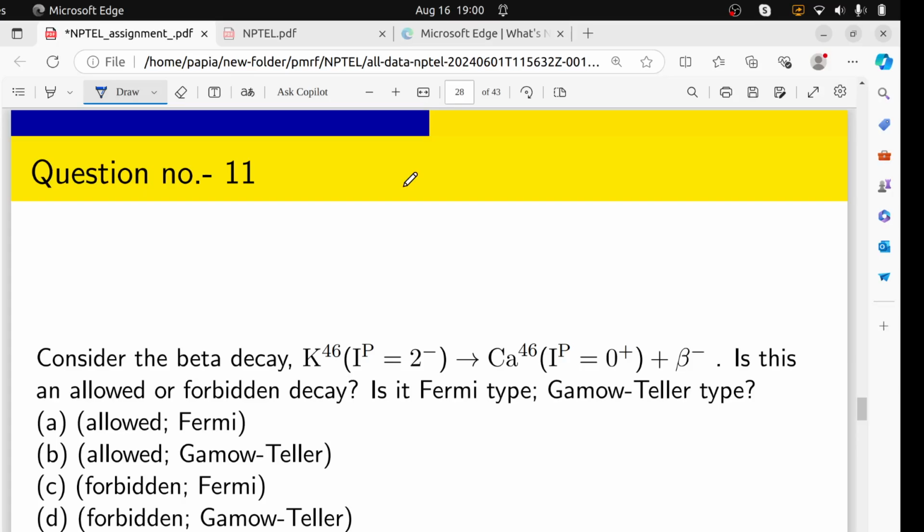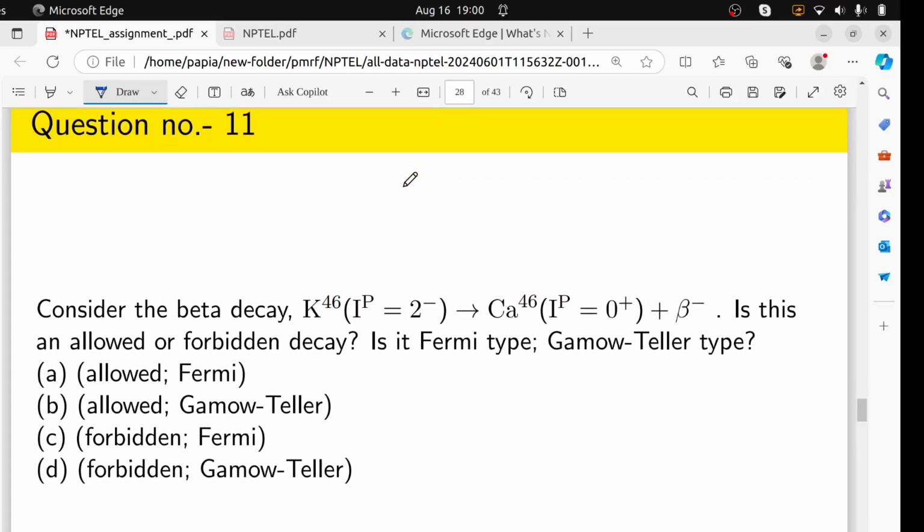Consider the beta decay: K46 with I equals 2 minus goes to calcium 46 with I equals 0 plus, plus beta minus. Is this an allowed or forbidden beta decay? Is it Fermi type or Gamow-Teller type? And there are 4 options: allowed Fermi, allowed Gamow-Teller, forbidden Fermi, forbidden Gamow-Teller.